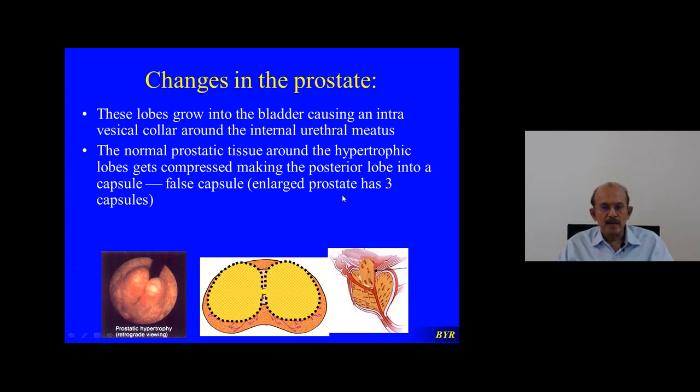So the enlarged prostate has three capsules: an inner false capsule of compressed posterior lobe, then the middle one is the true capsule, and the outer one is the pelvic fascia condensation. That's called the fascial capsule.